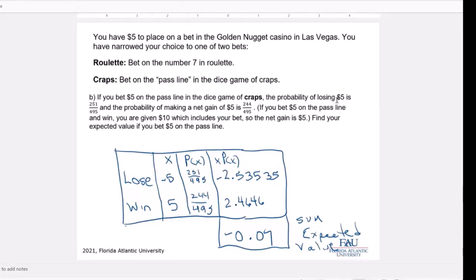And I bet $5 on the pass line. I don't really know craps, so I'm just going to have to read it. So if we bet $5 on the pass line and win, we get our $5 back and an extra 5, which gives me $10. If we lose, obviously we lose all our money.